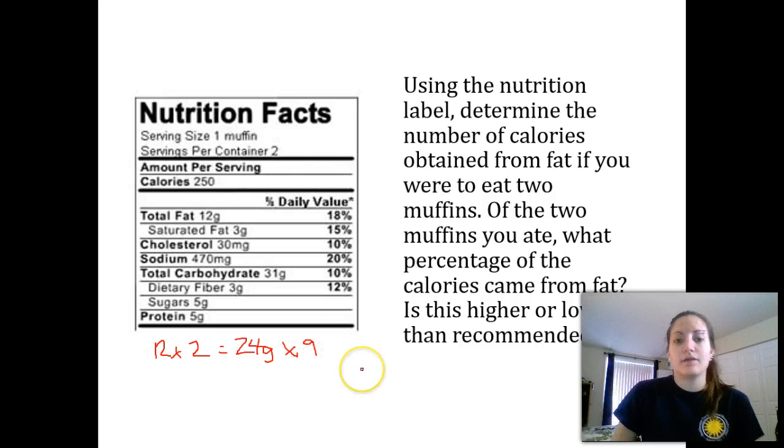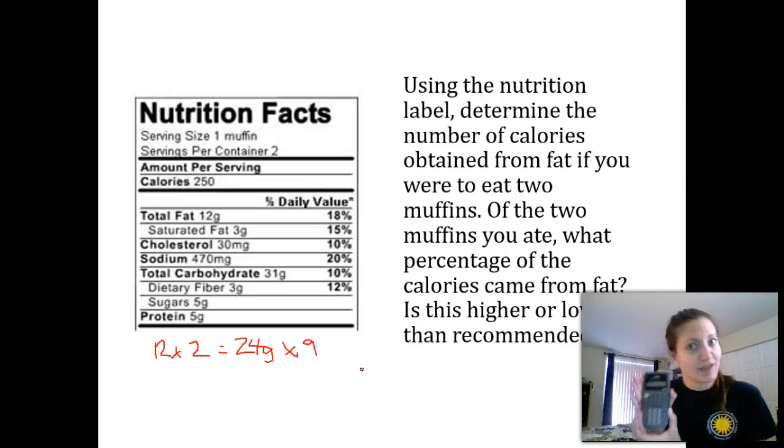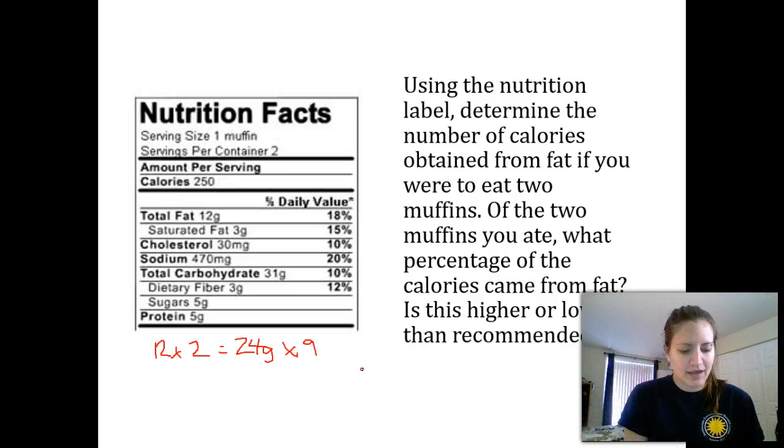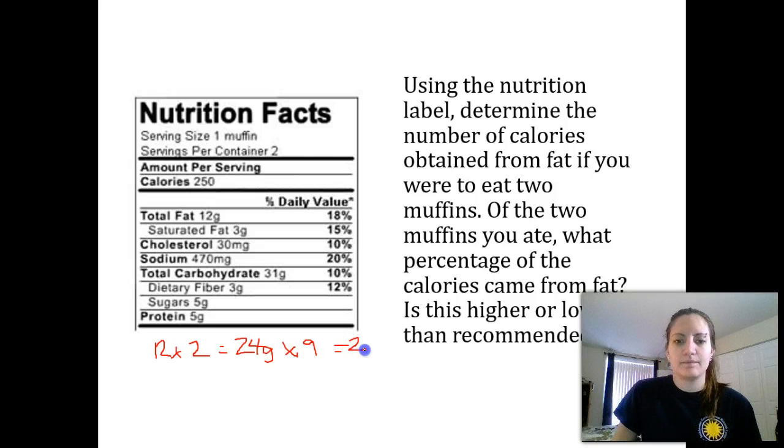and we're going to multiply that by 9. Remember, there's 9 calories per gram of fat. Now, using my calculator and not a phone, I'm going to calculate 24 times 9, which equals 216 calories. So we got 216 calories, which answers the first question. The first question asked, how many calories did we get from fat? 216.